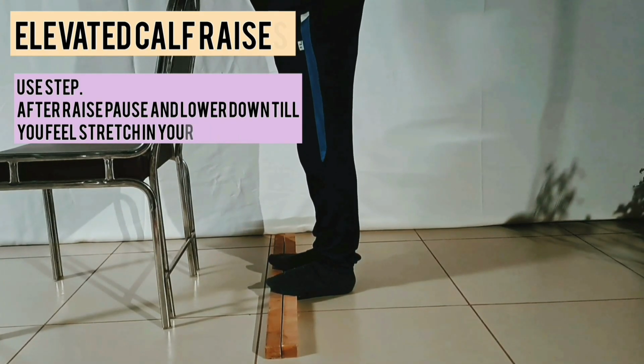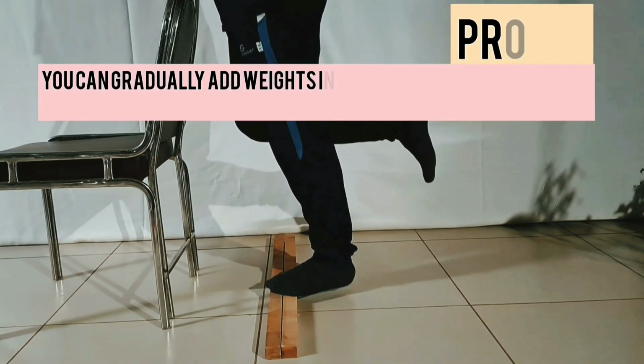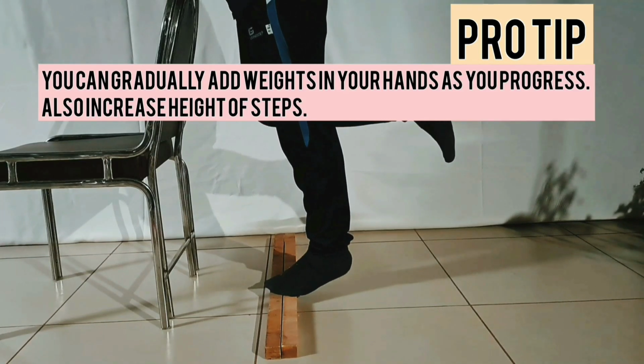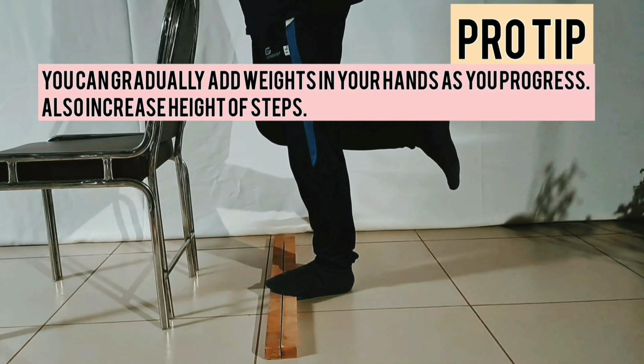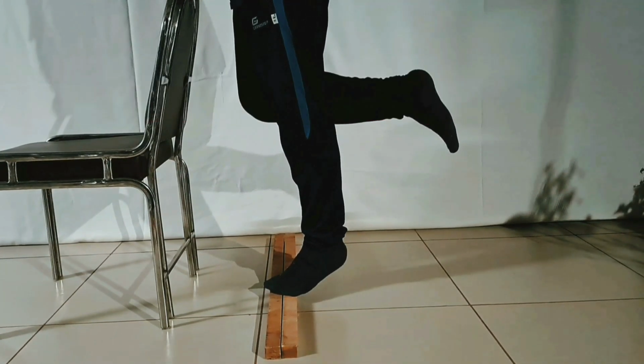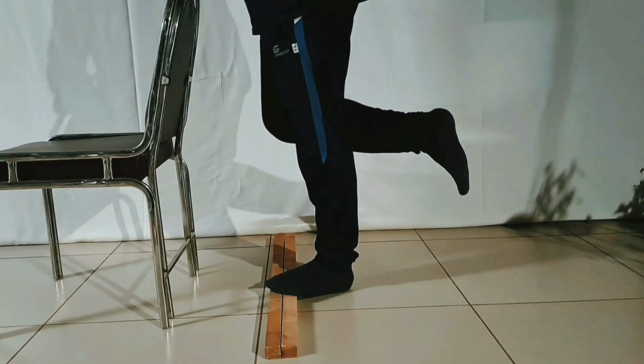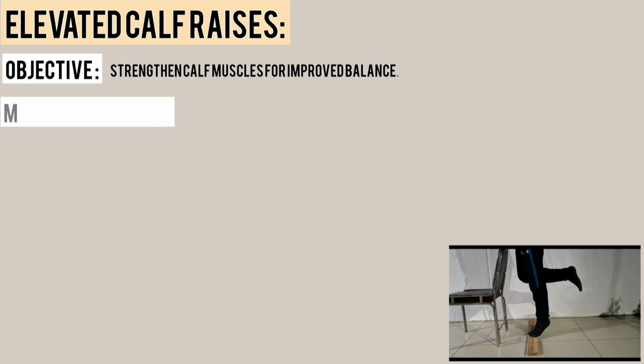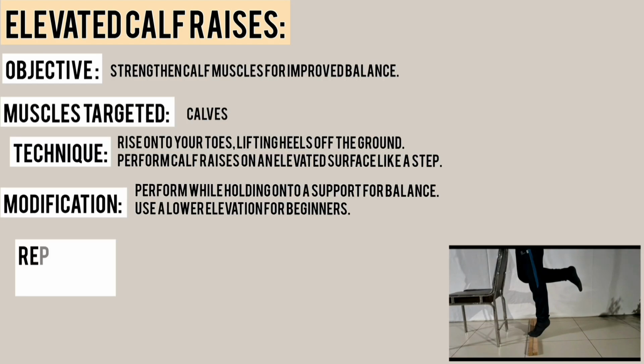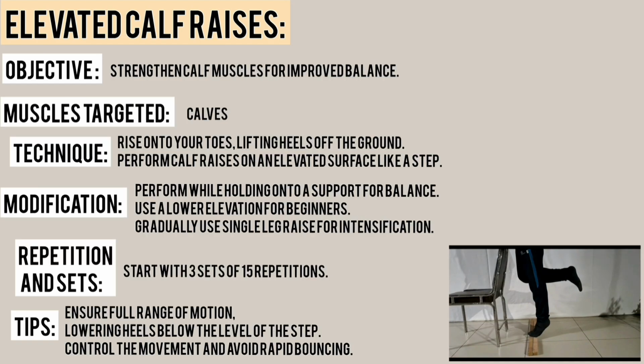If you are a beginner, start with the standard calf raise and gradually progress to single leg, then elevated with a single leg. Listen to your body, adjust as you need. For each variation, aim for 3 sets of 15 repetitions, adjust the intensity and challenge yourself as you go.